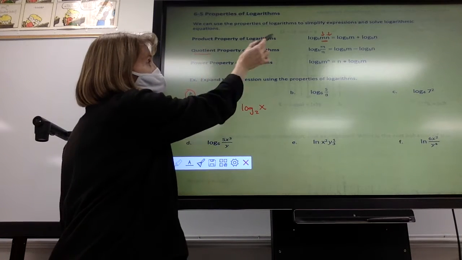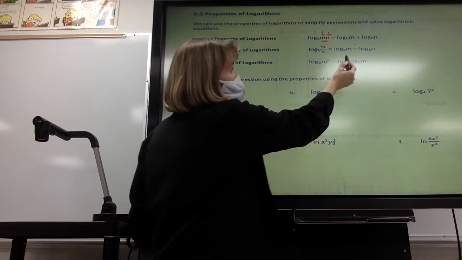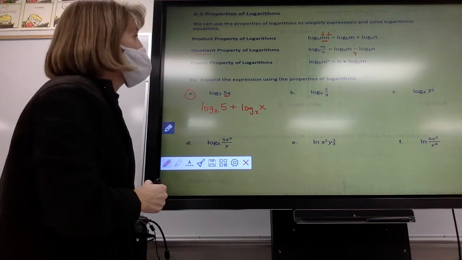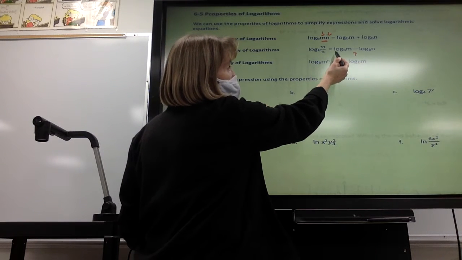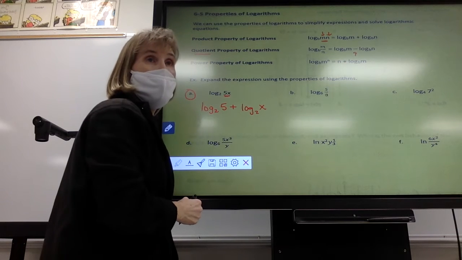The second rule is called the quotient property. When we have a product, we expand it by addition. When we have a quotient, which is division, we're going to expand it the same way, but now we're going to use subtraction. So if I have log base b of m divided by n, I'm going to say log base b of m minus log base b of n.